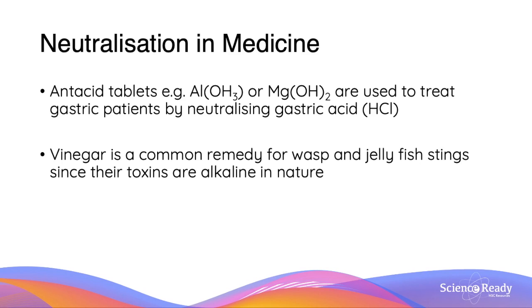So for neutralization in medicine, we can find antacid tablets, and these contain aluminium hydroxide, Al(OH)3, or magnesium hydroxide, Mg(OH)2, and they're used for the treatment of gastric patients by neutralizing the excessive acid in their stomach. And gastric acid is usually made of HCl, hydrochloric acid.